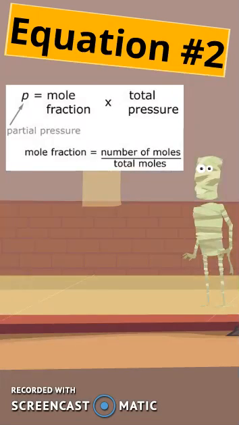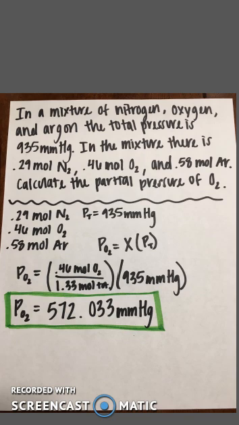Another partial pressure equation uses the mole fraction. To calculate the partial pressure, you multiply the total pressure by the mole fraction. To calculate the mole fraction, you divide the moles of that particular component by the total amount of moles. As you can see in this equation, it gave me the separate amount of moles for each of these gases, and then I found the mole fraction by taking the moles of oxygen and dividing it by the total amount of moles. I then multiplied this by the total pressure and found my partial pressure of oxygen.